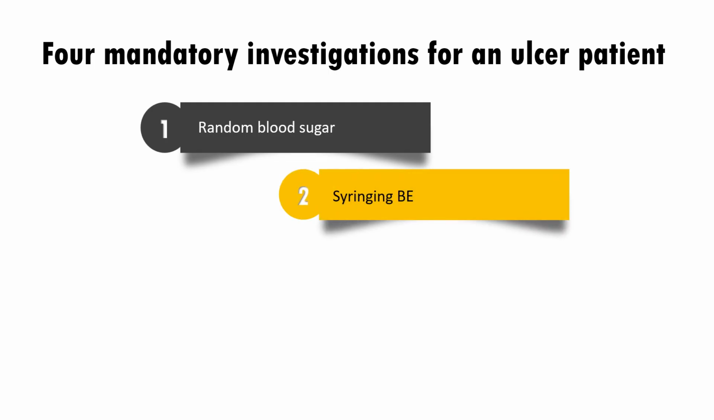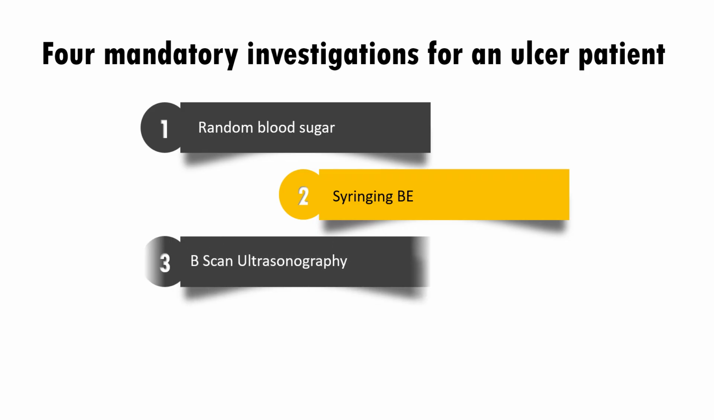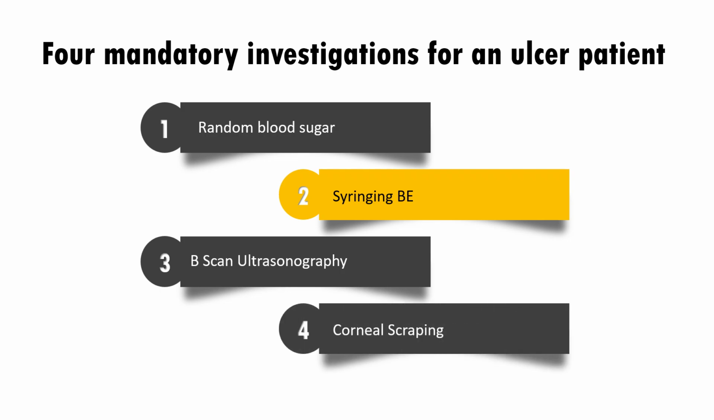Syringing is very important because you have to rule out chronic dacryocystitis, which again is a very common cause of non-healing ulcer. B-scan ultrasonography is very important when you cannot see the fundus, to rule out any posterior segment involvement. Also, corneal scraping is a must, where you have to make sure that you are giving the treatment in the right direction.